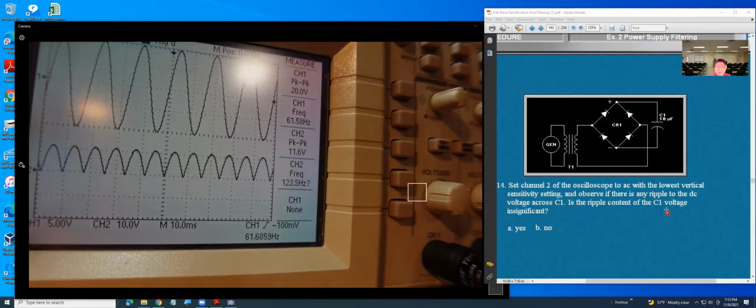Set them onto the scope with the lower vertical, whatever here, I don't care. Check the ripple content of the C1 voltage signal. You can see if there is any ripple or not.